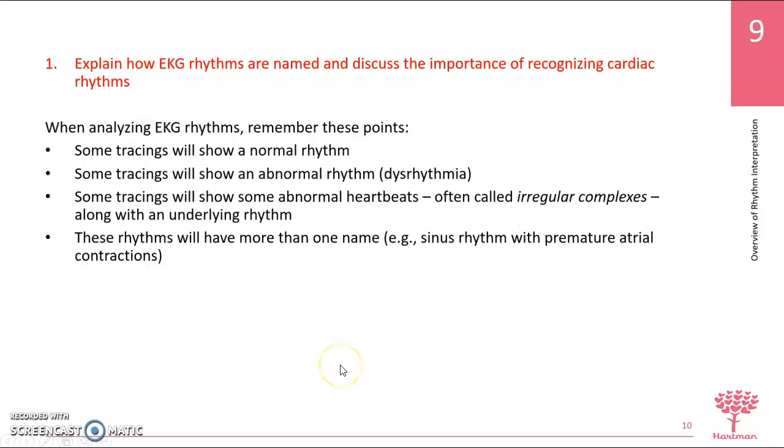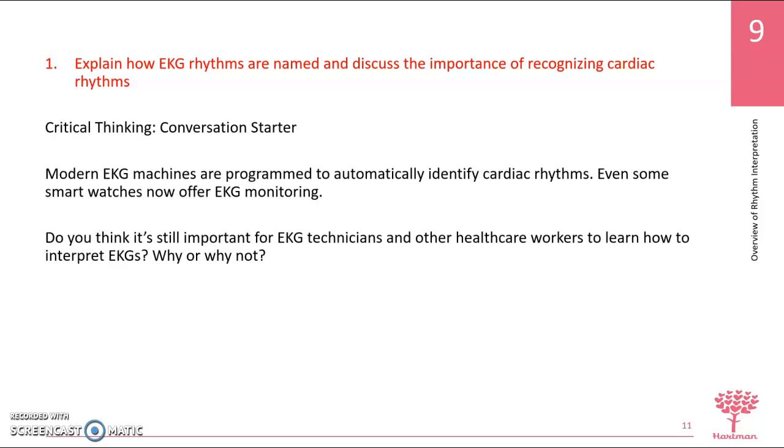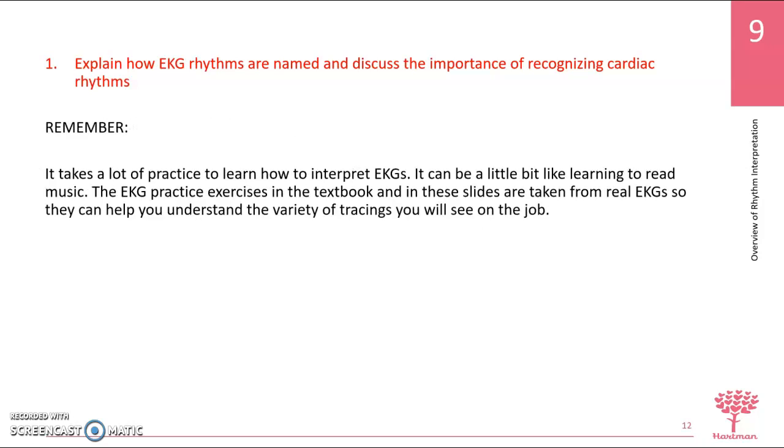So you did a lot of that before, we just haven't really named rhythms yet, and we're going to start doing that more this week. So some tracings will show normal rhythm, some will show dysrhythmias, some will show arrhythmias. So we're going to see what the different types of rhythms look like and how they come out.